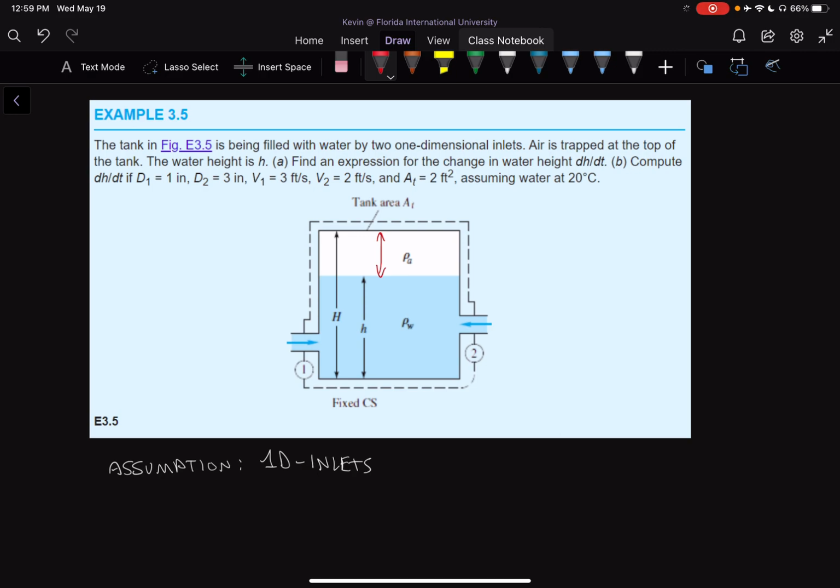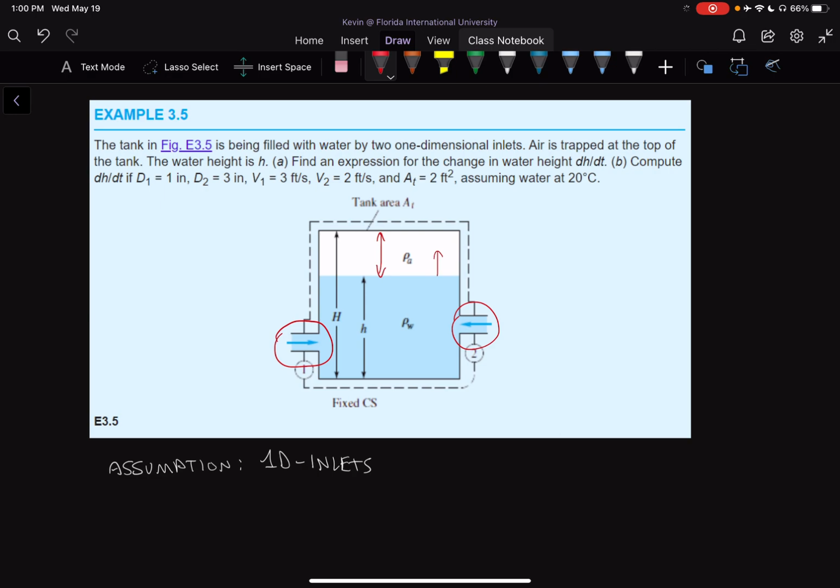This is actually a pretty complex problem because we've never really done this before. But the idea here is to make some assumptions, and then write our equation for conservation of mass, and hopefully we'll be able to come out with an expression for dH/dt. As we can see, inlets 1 and 2 are coming into the system, and we have nothing coming out. So if there's more water coming in, this water level has to go up. There's no other way, because there's no exit. We only have flow in.